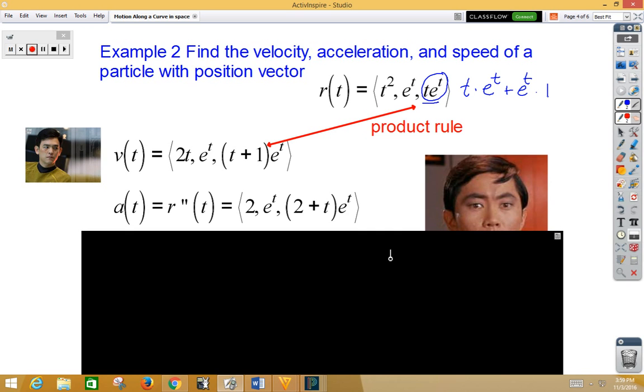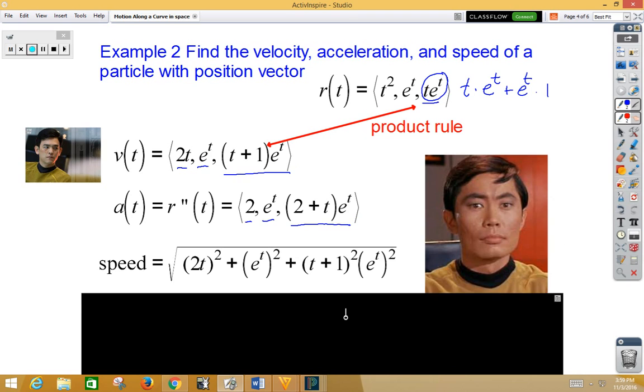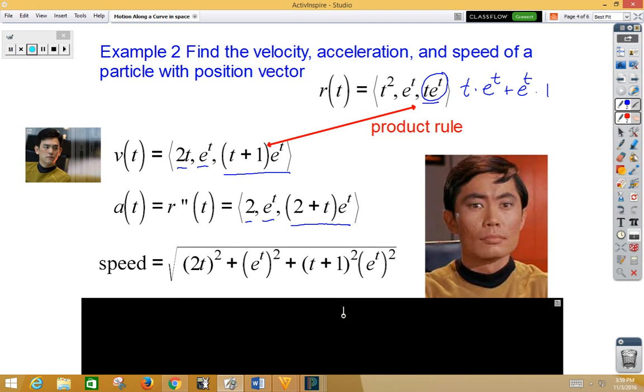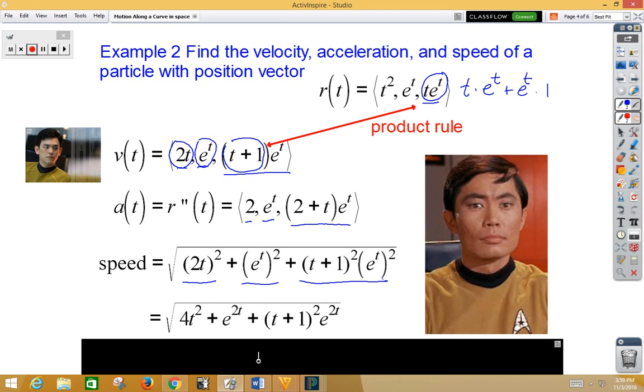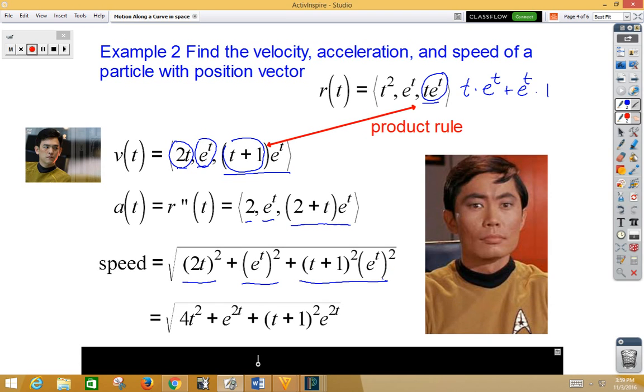Acceleration, or the second derivative: now we've got the derivative of 2t is 2, the derivative of e to the t is still e to the t. Now, once again, we're doing product rule, and we would get 2 plus t e to the t. Speed, again, is the magnitude of velocity, so if we take our 2t and square it, our e to the t and square it, our t plus 1 e to the t and square it, that's going to give us the square root of 4t squared plus e to the 2t plus t plus 1 squared e to the 2t.